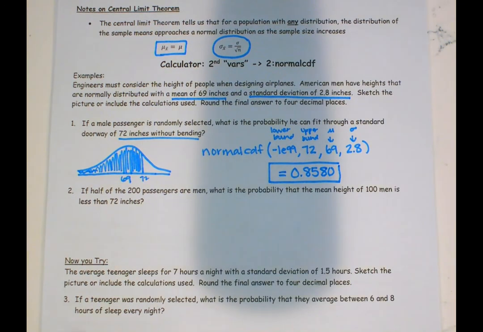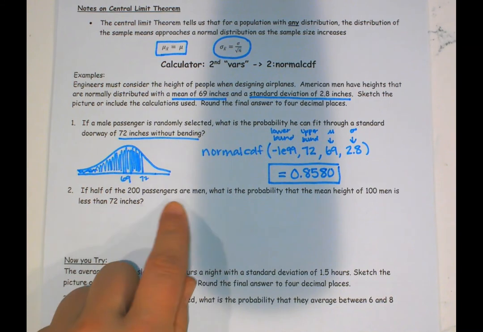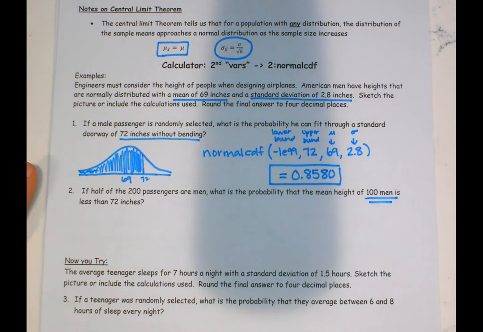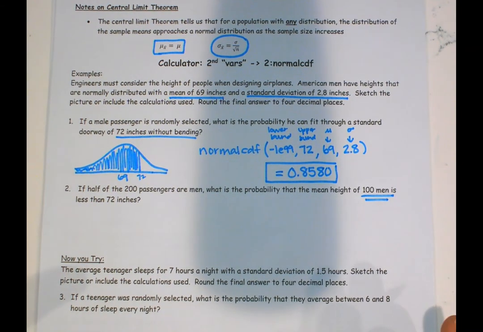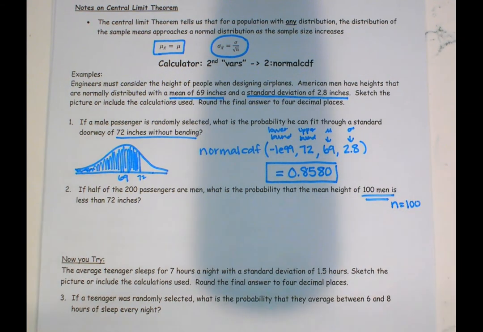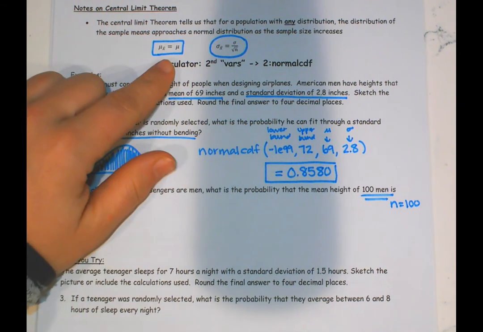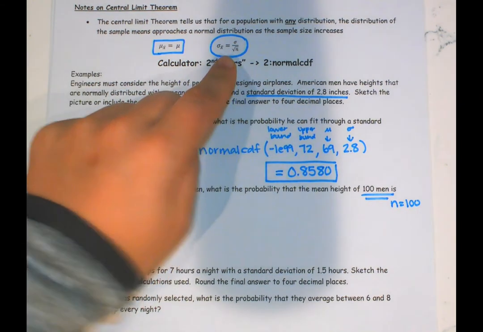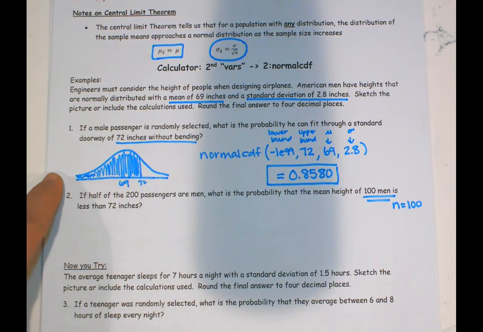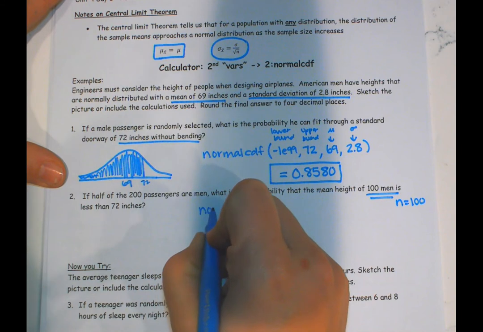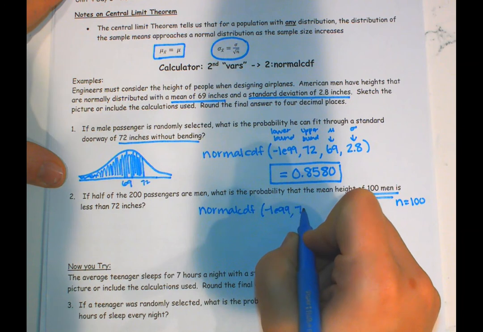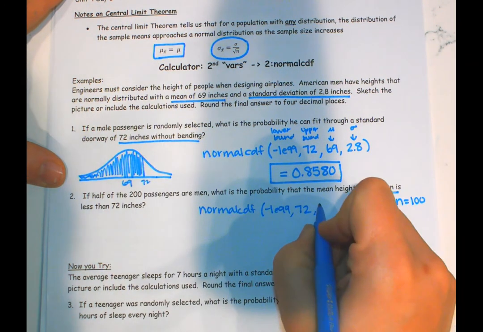Then we looked at: if half of the 200 passengers are men, what is the probability that the mean height of 100 men is less than 72 inches? This is where our central limit theorem comes in, right? We're going to consider that n is now 100 men instead of just 1. So again, that doesn't change our mean. However, it does change our standard deviation. So our picture is going to look exactly the same. We're still looking for everything shaded on the left part of our graph. And almost everything in our calculations will stay the same. Our lower bound, our upper bound, our mean, because our population mean and our sample mean are the same.